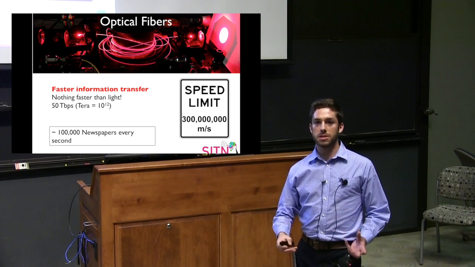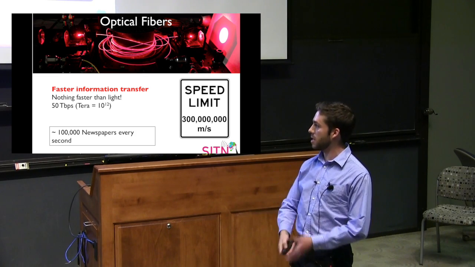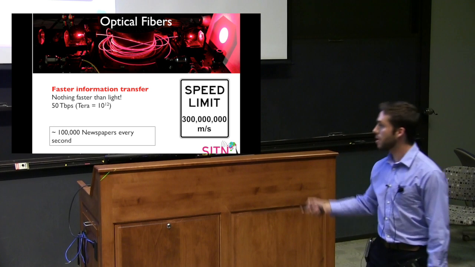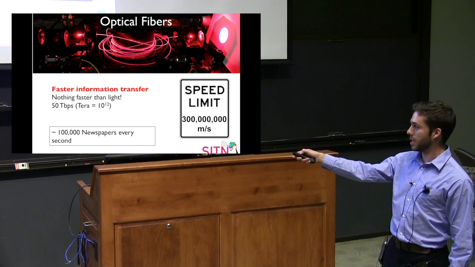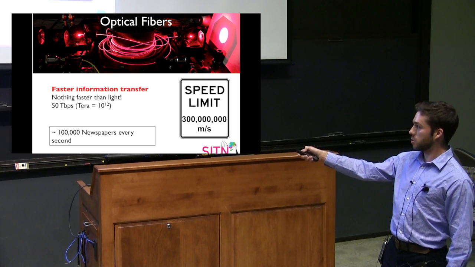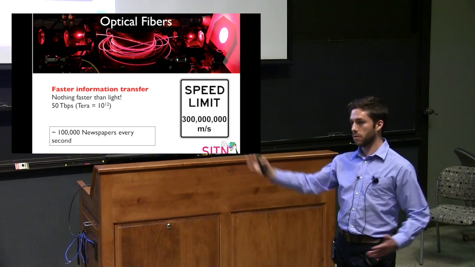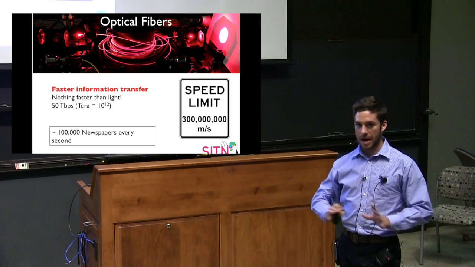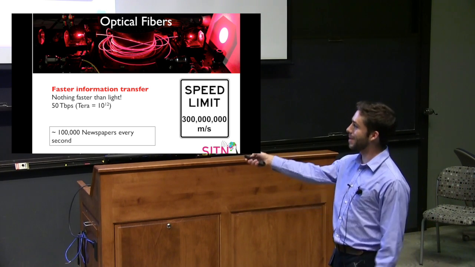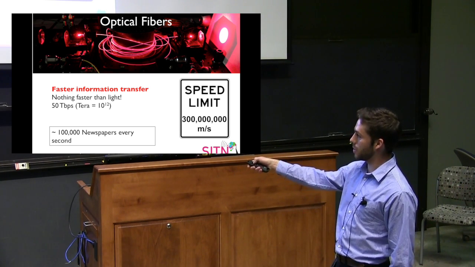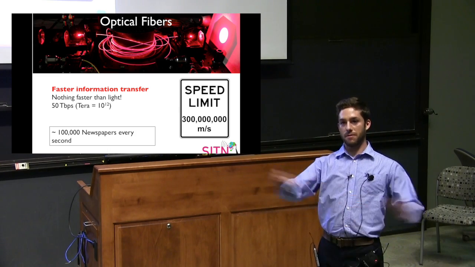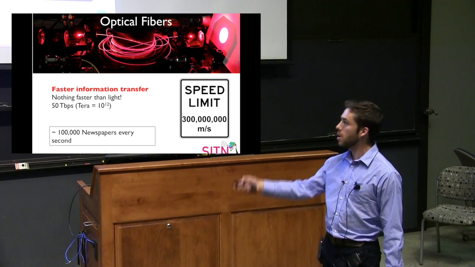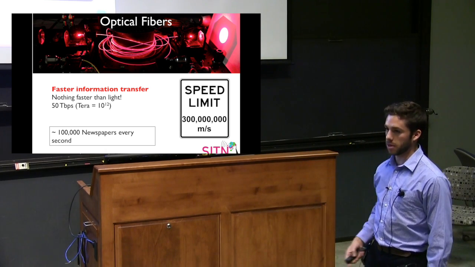So this allows us to actually get to these unprecedented rates of information transfer. Specifically, there's this new record of 50 terabits per second, which is a 50 followed by 12 zeros of information being transferred. Now that's just a huge number, and I have no idea what it means. But to put a little more physical context to it, this would be like having 100,000 newspapers delivered to your doorstep every second. That's the rate that we can do, because we're going at the speed of light.